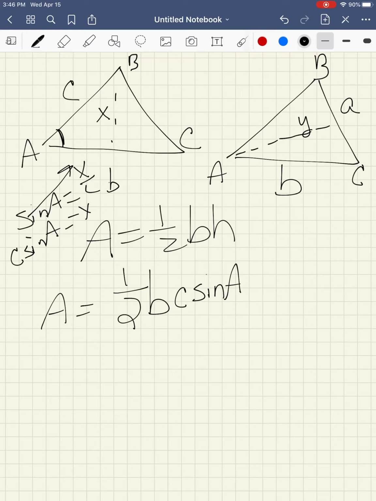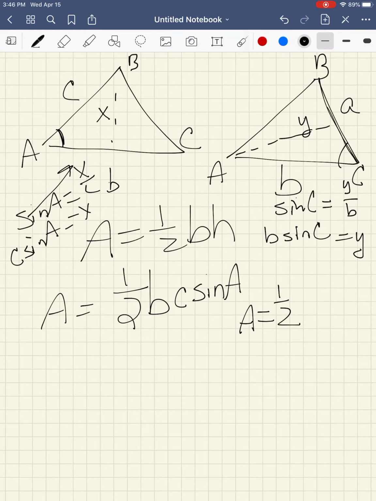Okay, now looking over here, we can find the height by using this angle. Sine of c would be equal to y over b. So sine of angle c equals opposite over hypotenuse. So y would be equal to b times the sine of c. Okay, now look at it kind of sideways here. So that would make the area equal to 1/2. This time the base would be a, wouldn't it? And the height is what we found for y, which is b sine of c.